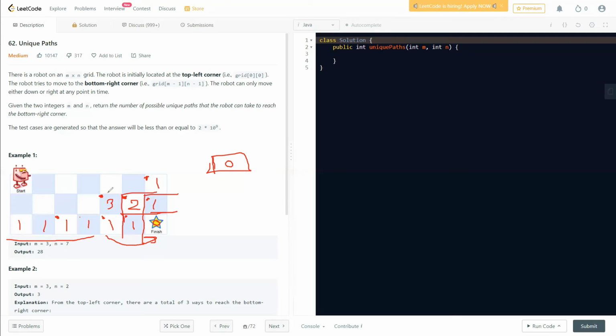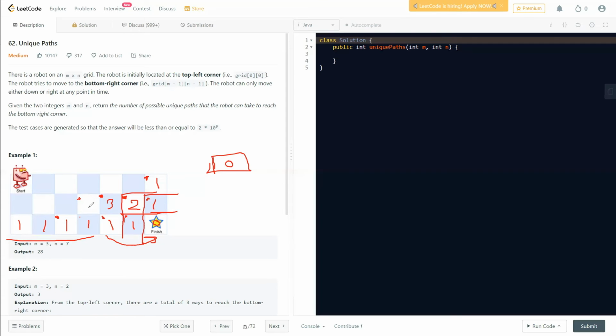So that's what we're trying to do, and we're trying to find the ultimate result in the same way. Let's go ahead further. From this particular box, how many ways can we reach the finish? If we take a right, we know there will be three ways. If we take a down, there will be one way to reach the finish.